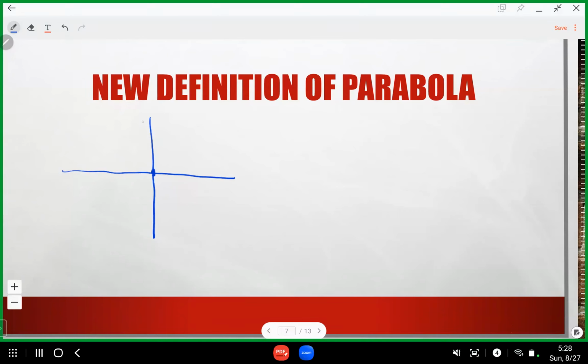The vertex is always in the direction of where the parabola opens. For example, let's say your vertex is at 0, 0, and the parabola opens up, then the focus is going to be something like 0, 2. It's above the vertex because it opens up. If the parabola opens right, then the focus is going to be right of the vertex, right? If the parabola opens left, then you get it, the focus is going to be left of the vertex.